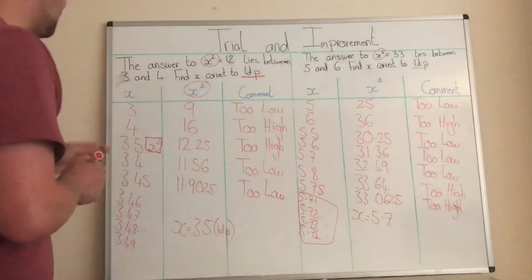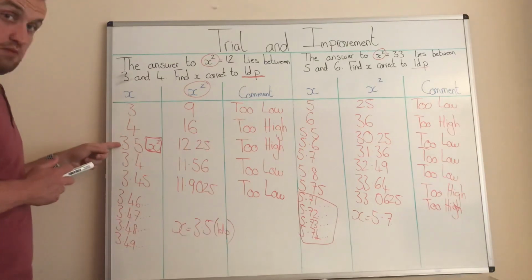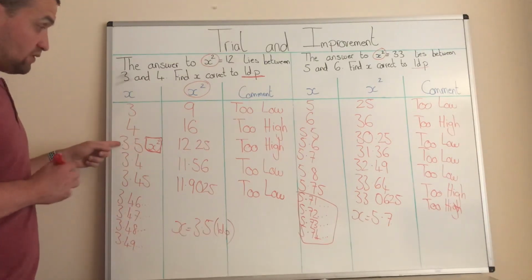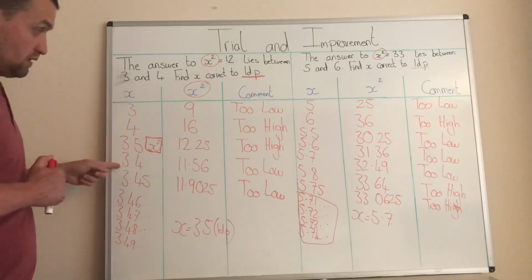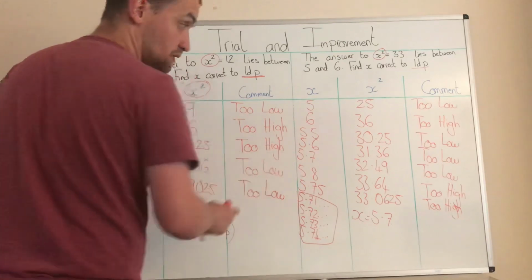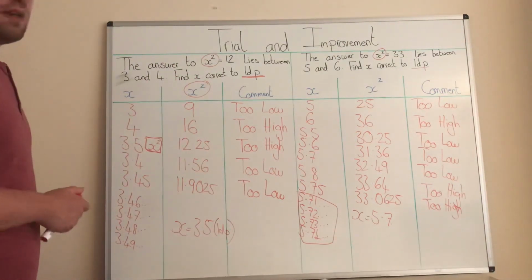So just to recap: lower boundary, upper boundary, halfway. Every one of you should be able to do that. If your halfway value is too high, you get lower. If your halfway value is too low, you get higher. I'm going to set some questions on that. If you have any issues, let me know.